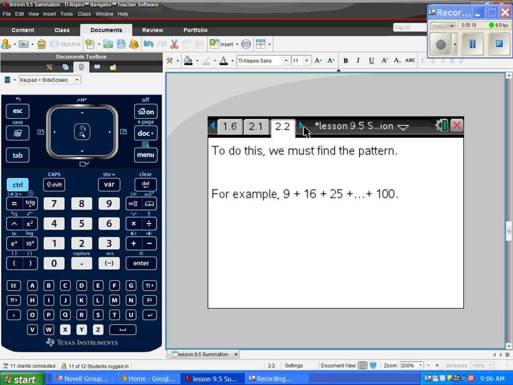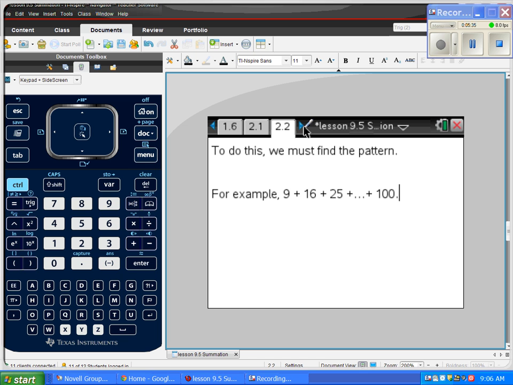So we have 9 plus 16 plus 25. What's that dot mean? Continuing and so on up to 100. Does anybody see a pattern that is going on here? They're all perfect squares, yeah. How did we get 9? 3 squared. How did we get 16? 4 squared. We got 25 from 5 squared. We keep that going until 10 squared. Okay.